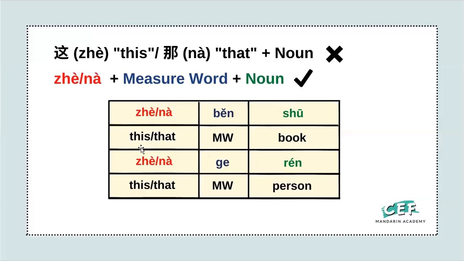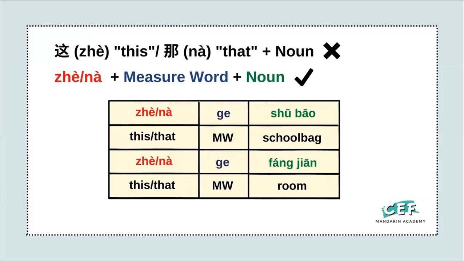We use this 这 and 那 when we want to specify something. Okay, so I want this book, I specify this book. Okay, so 这个人, this person. So 个 is the measure word for people. So 那个人, that person. Okay, so let's see the next one.